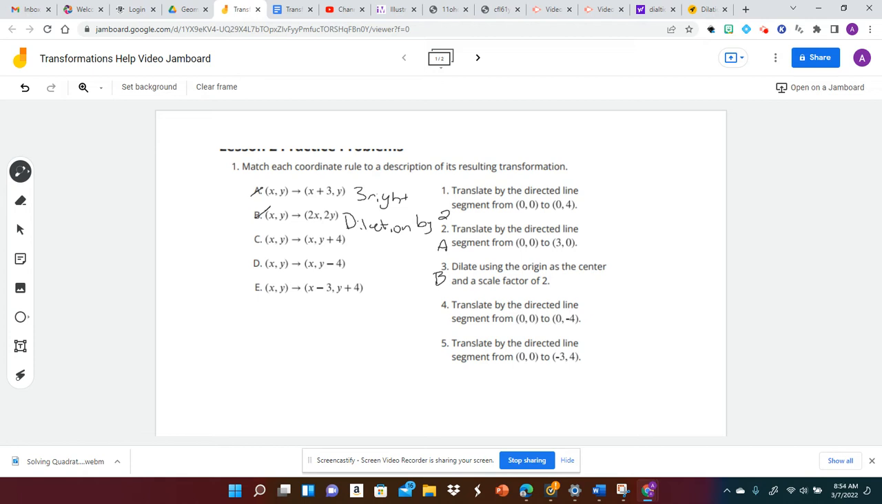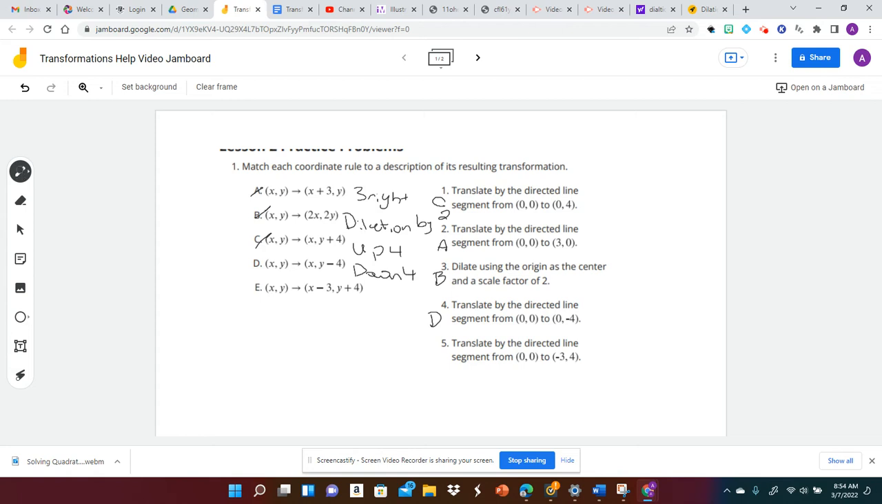Here, we keep the x value the same, and the y is plus 4. So this moves up 4. So that is going to be C. Then here, the x value is the same, but the y value moves down 4. So it's a translation of down 4. So that's D. I can write down 4.